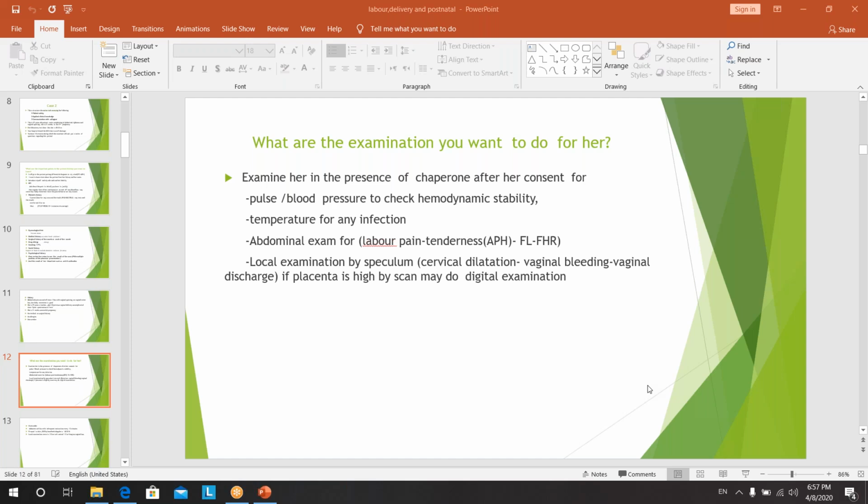Yes, according to the guideline, magnesium sulfate will be given if the patient is in active labor or you suspect that delivery will happen within 24 hours. Either the patient will deliver by vaginal delivery or by cesarean section, any method of delivery, and the baby is preterm, so you have to give the patient magnesium sulfate within 24 hours of the delivery.